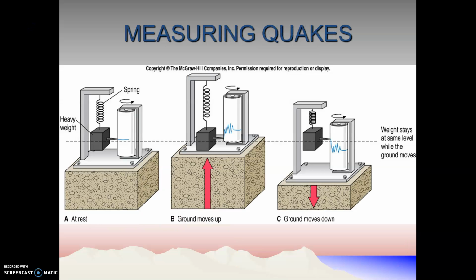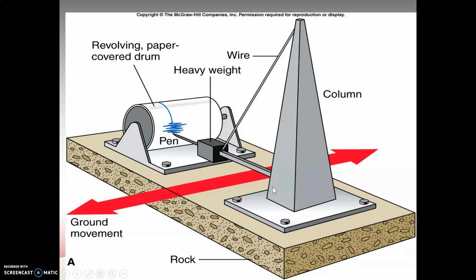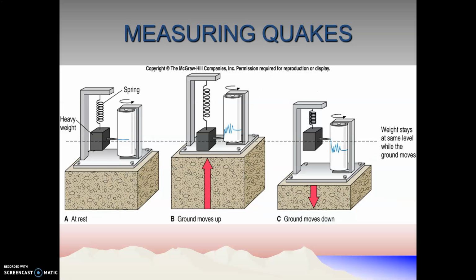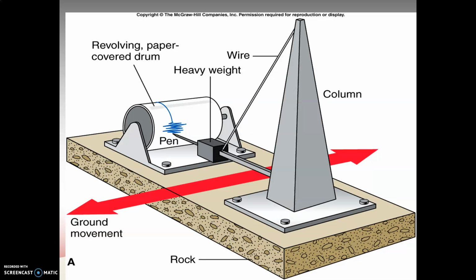So how do we measure these quakes? Well, it's actually really straightforward. You've got a rotating drum and a pin, and that pin will draw a line on that rotating drum as long as there's no shaking involved. But if the drum moves up and down or side to side because of ground motion, then the pin is no longer going to draw a straight line. The drum's moving up and down or back and forth, and so the pin will draw squiggles.